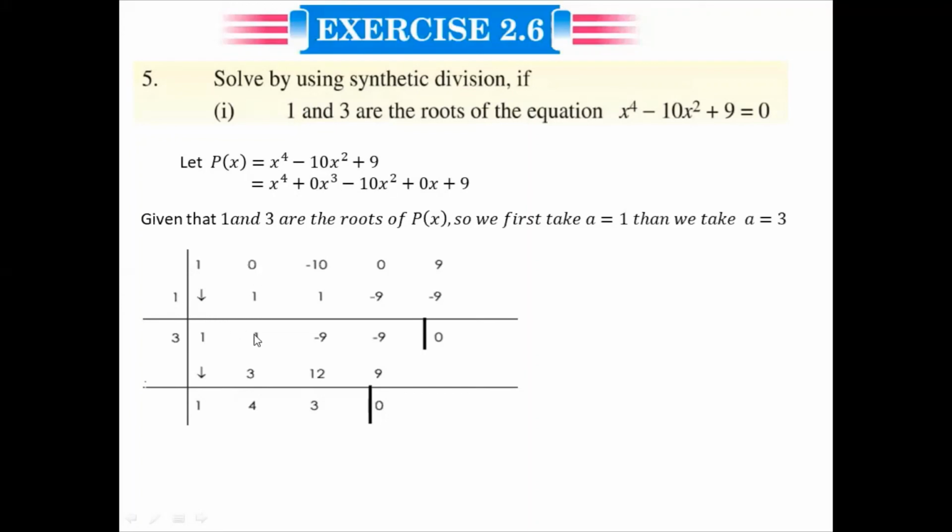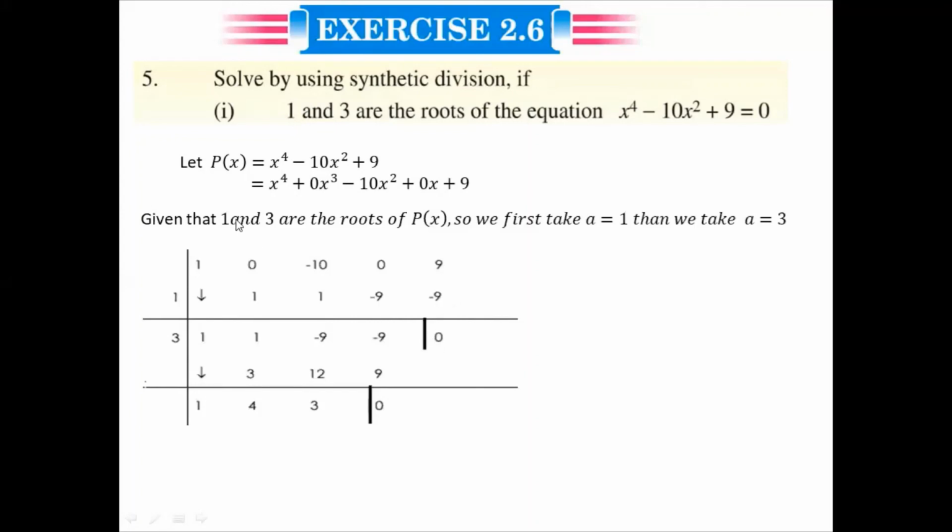Again we multiply this one with this one, we have 1, and we write this one under minus 10. When we add up these numbers we have minus 9. Again we multiply this minus 9 with 1, we have minus 9, and we write minus 9 under 0. So when we add up these numbers we have minus 9. Again we multiply minus 9 with 1. When we multiply minus 9 with plus 1 we have minus 9, and we write this number under 9. So when we add up these numbers this is 0, so this is the remainder that is equal to 0.